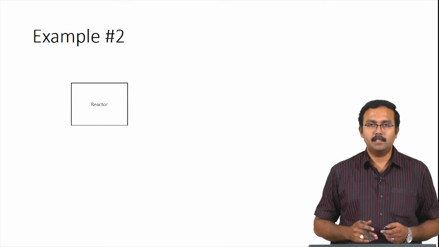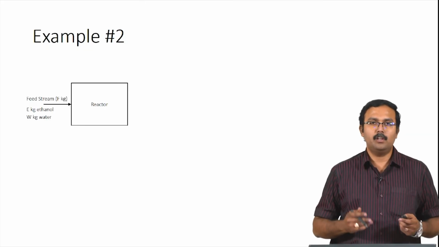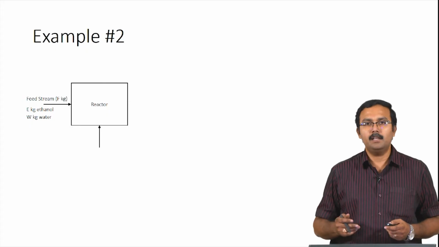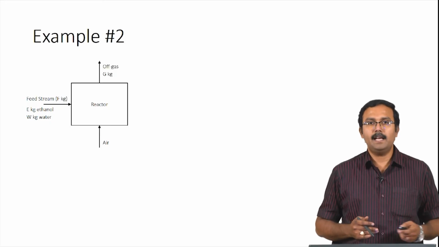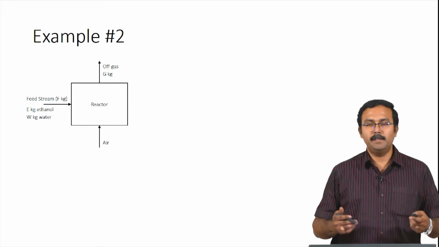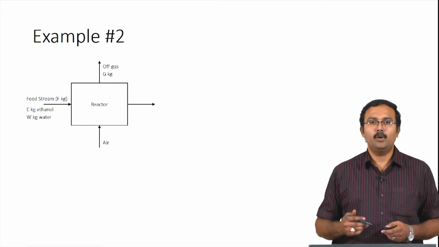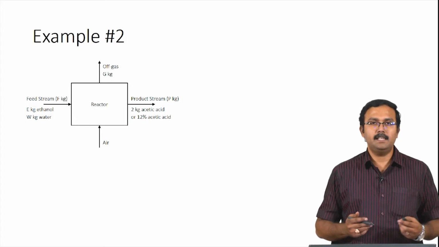So, we have a reactor with an input that contains ethanol and water, which is called the feed stream, and you have another stream which is air. You have two different exit streams. One is the off gas, where oxygen from the air has been consumed and only the mixture of gases is leaving, and you also have another stream which is the product stream that contains acetic acid.